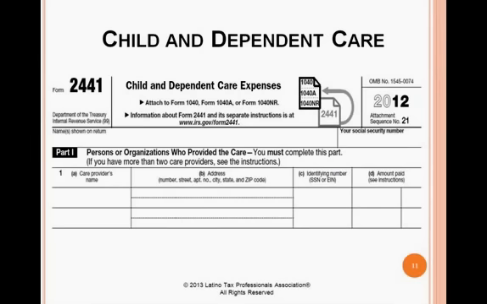Now for daycare, here again, the care provider's name, address, federal ID number or social security number, the total amount paid, and then below there you will list the dependents that qualify for it. One key important note is they must be under 13 before you can declare and receive this daycare credit.